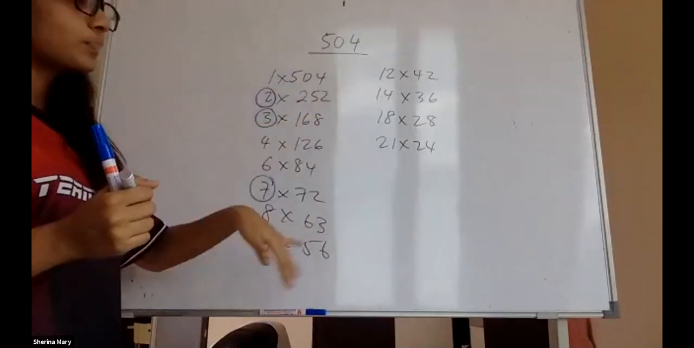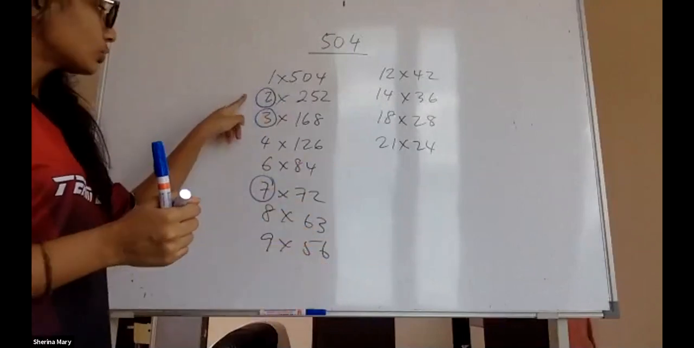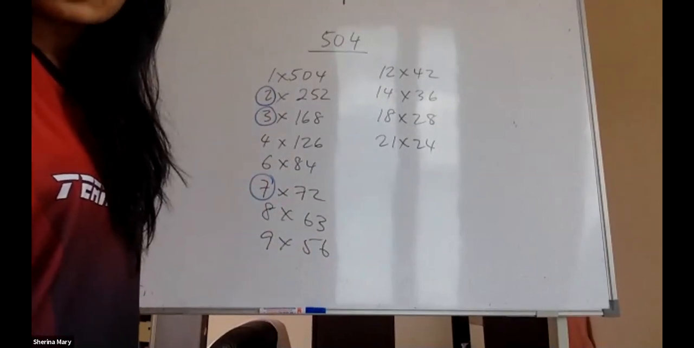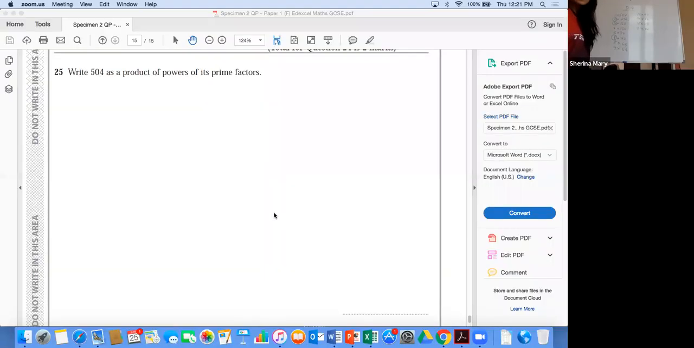Okay, so the factors are all of this. Prime factors means the factors which are prime numbers. So 2, 3, and 7. The rest are all not prime numbers. Okay? And then, let's look at it. Write 504 as a product of powers of its prime factors. So we have 2, we have 3, and we have 7. I have the number 504, and then I have number 2, number 3, and number 7. So I want to write 504 as a product, product means multiplication, of powers of its prime factors. I want to put the numbers to the power of something, and then I want to multiply it, and then I want to get 504.